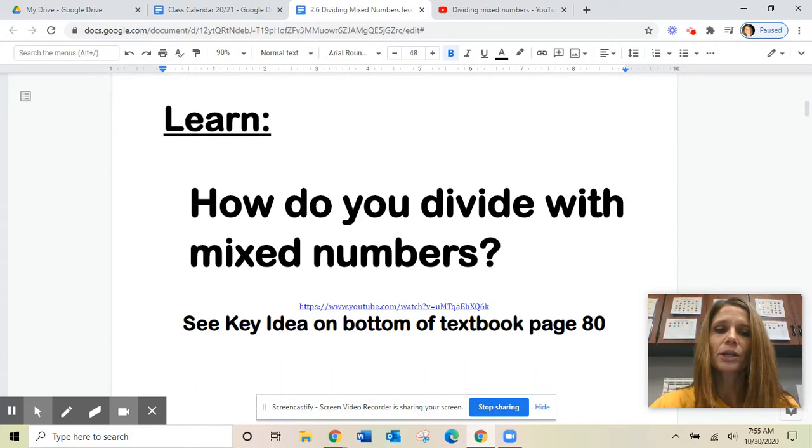So we're going to do a little bit of learning here about dividing with mixed numbers. The first place to look is on the bottom of textbook page 80. See if you can figure out, based on the key idea information provided by our textbook resource, how exactly do we divide with mixed numbers? We'll pause the video while you look to learn.